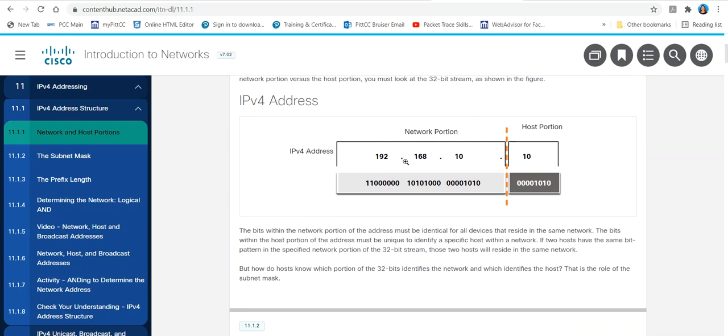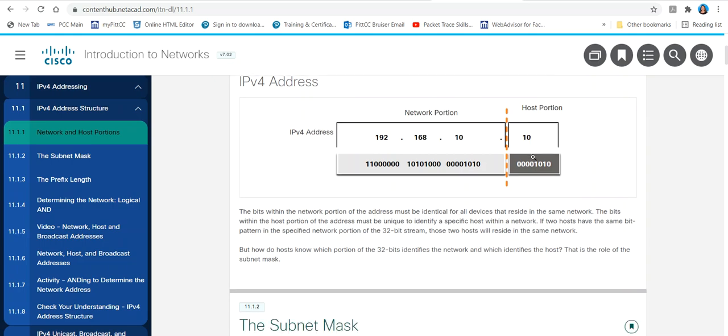So if you're looking at this example of 192.168.10, then that is the network number, and that is a Class C address. We know that it's a Class C address because the first octet falls within the range of 192 to 223. So that makes it a Class C address. Therefore, the first three numbers would be the network, and the last part would be the host portion of the address. So the host portion can vary. It can be different numbers, but the network portion will be the same.